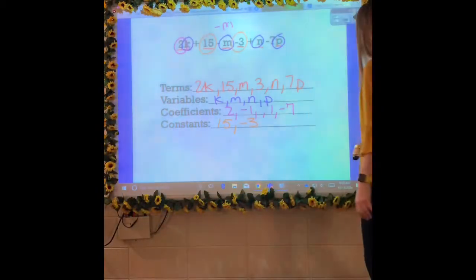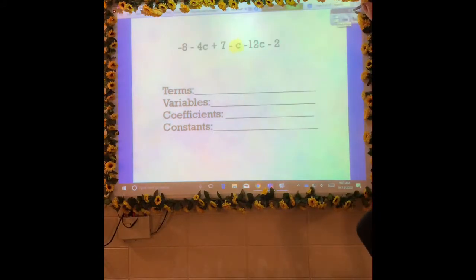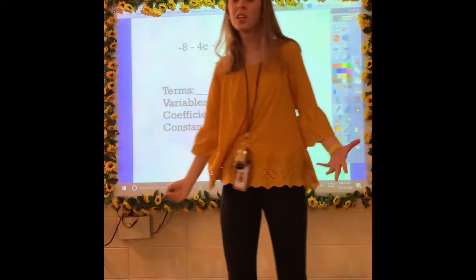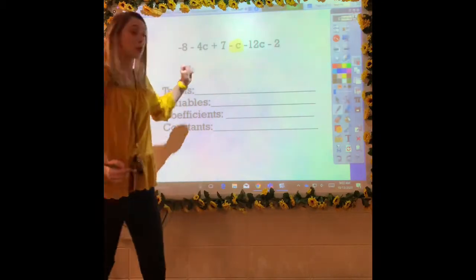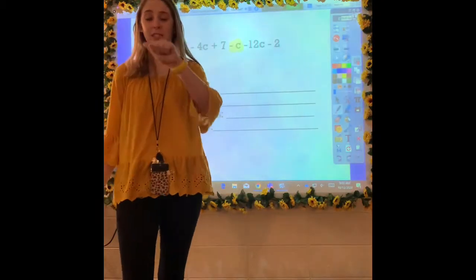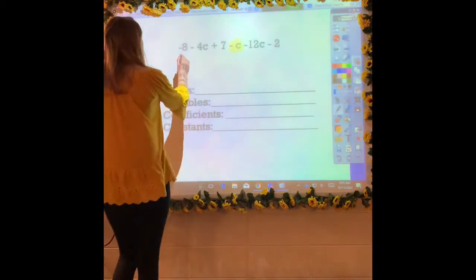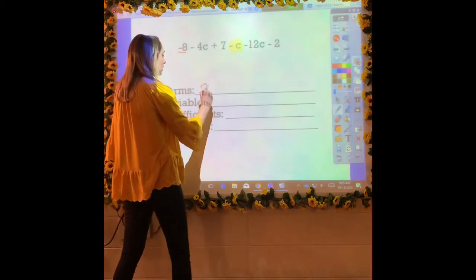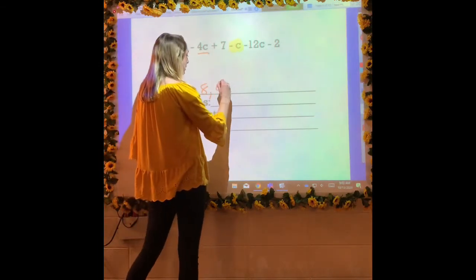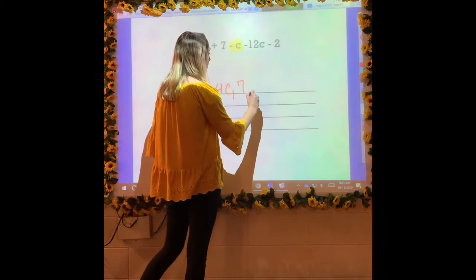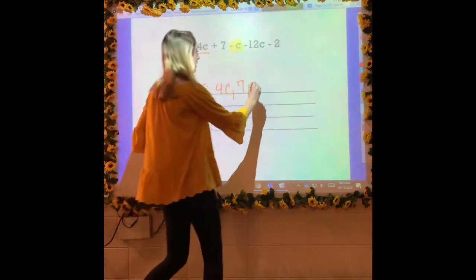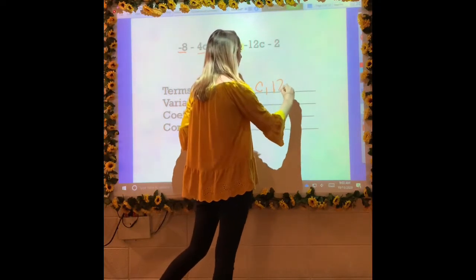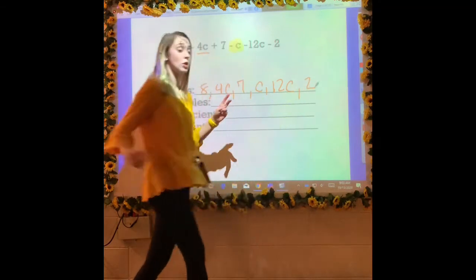So let's look at the next one, and of course we're going to do this together. We have this really long line of terms. First we want our terms. Terms are separated by addition and subtraction signs. So we have 8, we have 4C, we have 7, we have C, we have 12C, and we have 2. Those are our terms.